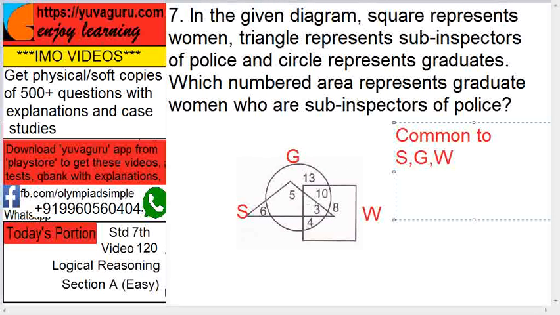is only 3. If I ask you graduates who are sub-inspectors but not women, then it will be S and G common number, so that will be 5. If I ask you only graduates who are not sub-inspectors and not women, then that number will be 13. That way this is called a Venn diagram, and you have to check that.